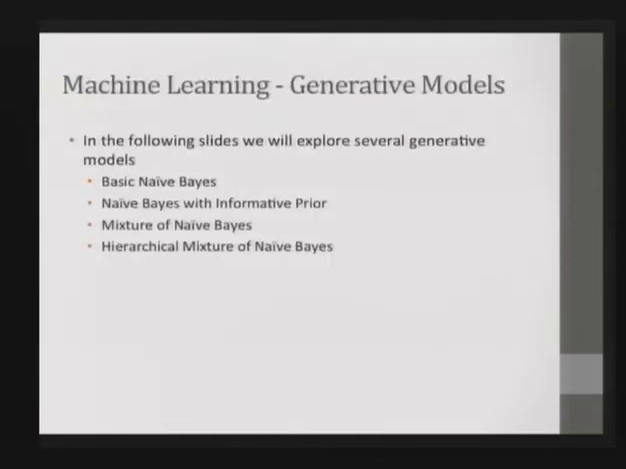So we're going to talk about 4 different generative models here. We're going to talk about basic naive Bayes, a naive Bayes with a more informative prior behind it, a mixture of naive Bayes, and a hierarchical mixture of naive Bayes.